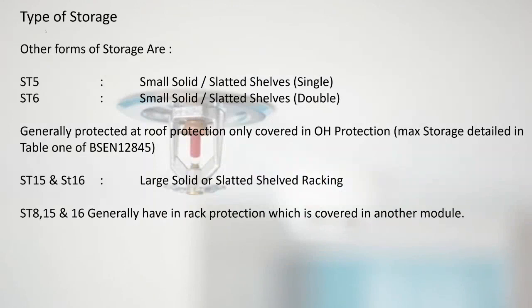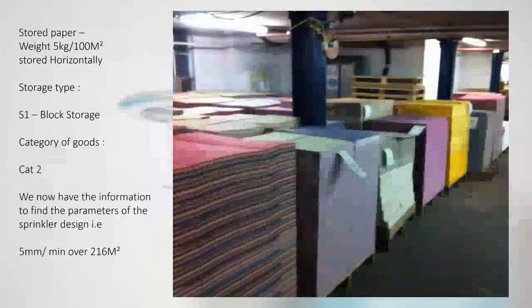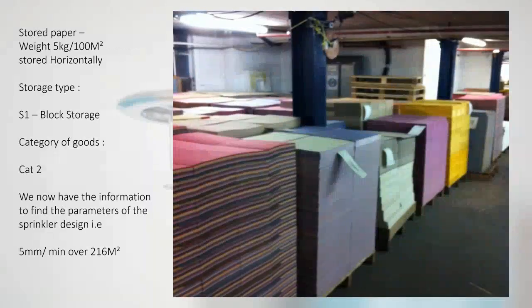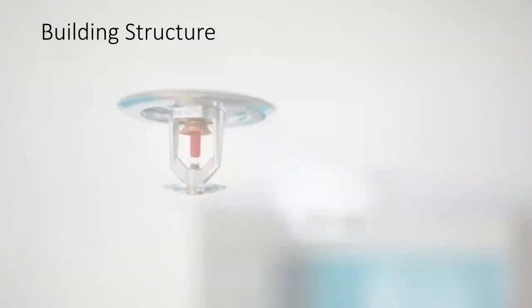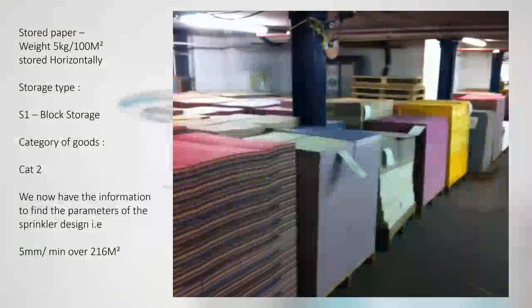You've also got ST8, 15 and 16, which generally have in-rack protection, which is covered in another module. So for instance, this one here, you've got ST1, just block storage, just sitting on top of each other. Category 2, we got that from TB217. Category of goods is what you've got, and the type of storage, ST1, 2, 3, 4, is actually how you're storing it. You've got to use that information to find the parameters of the sprinkler design, i.e. 5mm over 216. You would get that from table 1, or you move into table 2, 3, 4.